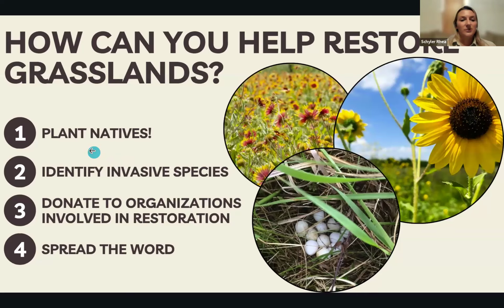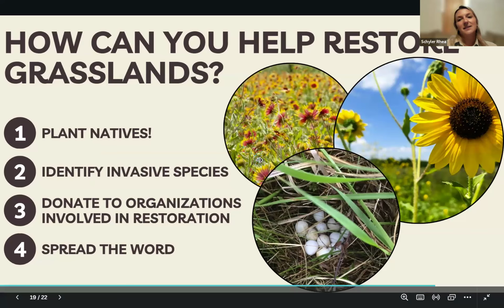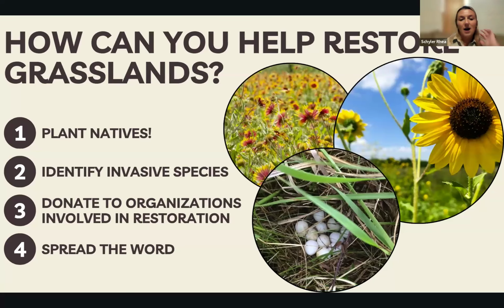So how can you help restore grasslands? I know not everyone here might have land or be able to restore it, but there are other ways that you can help out if that is not the case. One is by planting natives. Even if you have just your backyard, you can definitely establish a little pocket prairie. And that is super beneficial because you're helping pollinators and you are helping the soil health, even with just a little small pocket prairie. So definitely, I highly recommend planting natives.